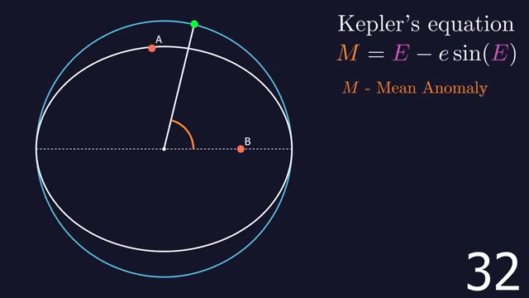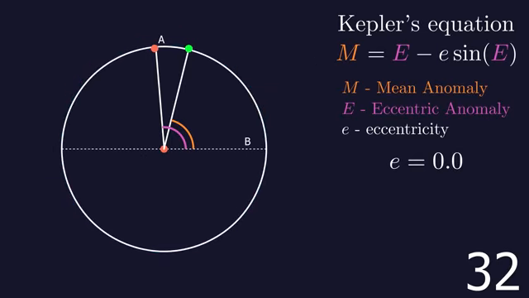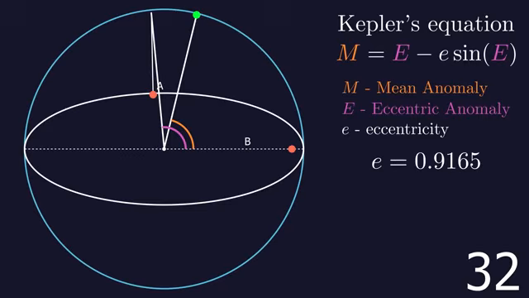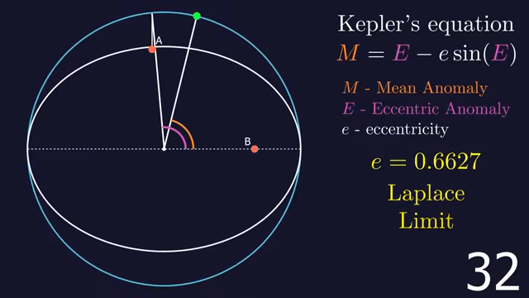This angle is called the mean anomaly, represented by the capital letter M. Next, we draw a vertical line through object A. This angle is called the eccentric anomaly and is represented by the capital letter E. The small letter e represents the eccentricity of the orbit, indicating how much the orbit is stretched. A circle which isn't stretched has an eccentricity of 0, while a highly stretched ellipse has an eccentricity closer to 1. The solutions to Kepler equation converge only if the eccentricity of an orbit is smaller than approximately 0.66, a value known as the Laplace limit.